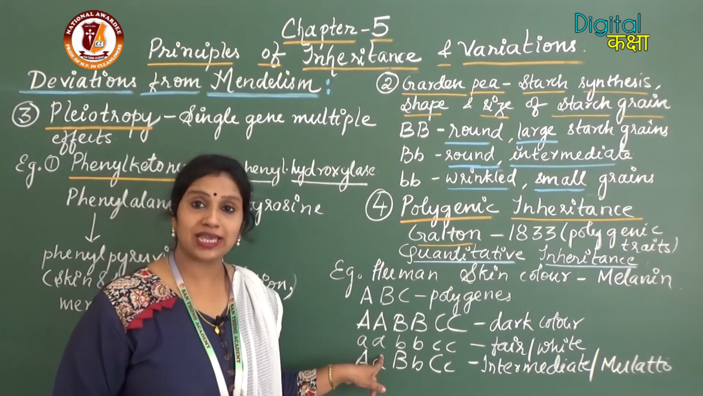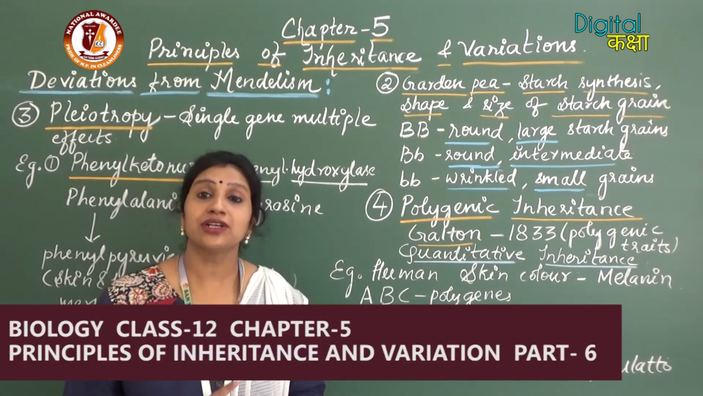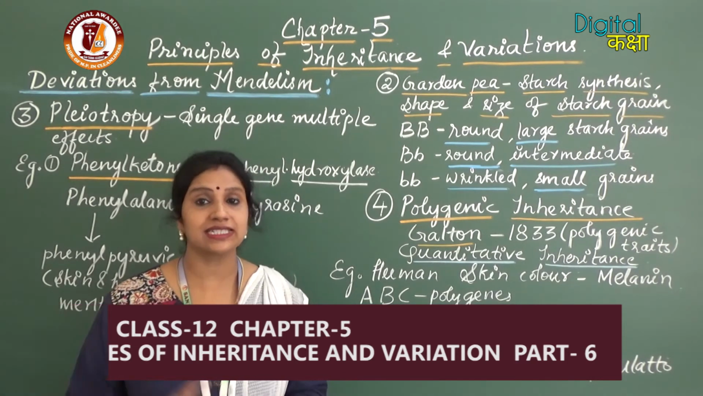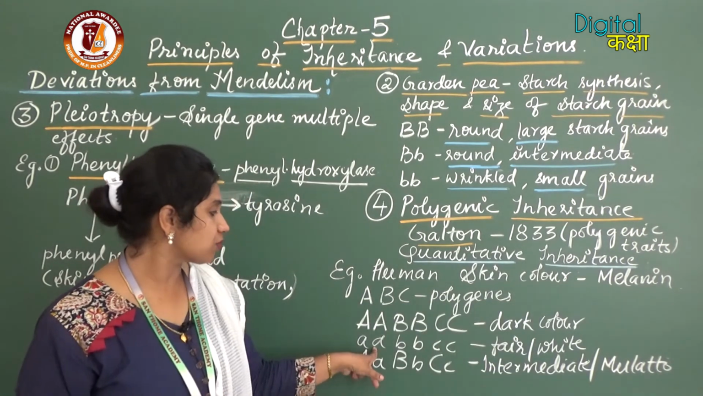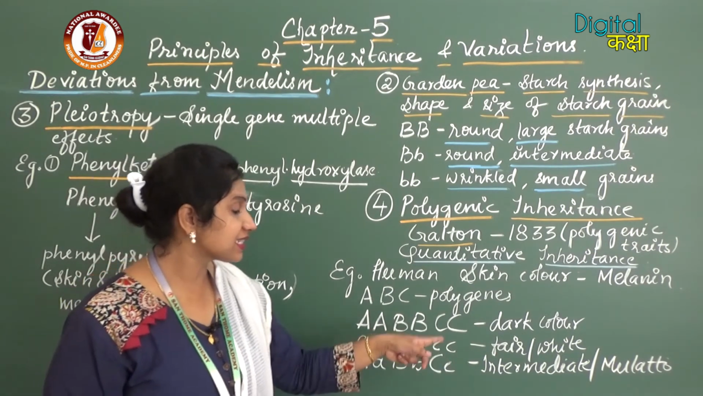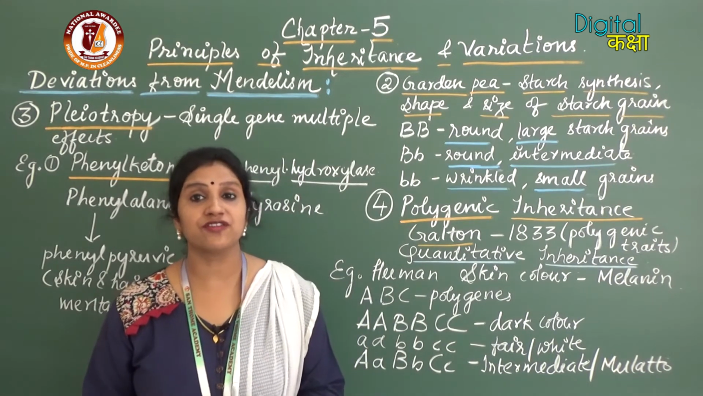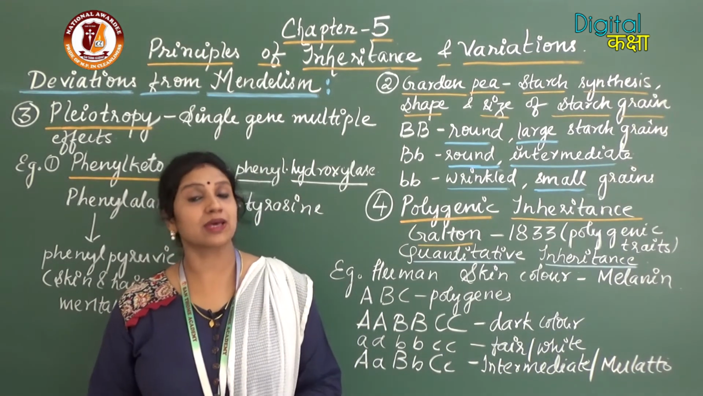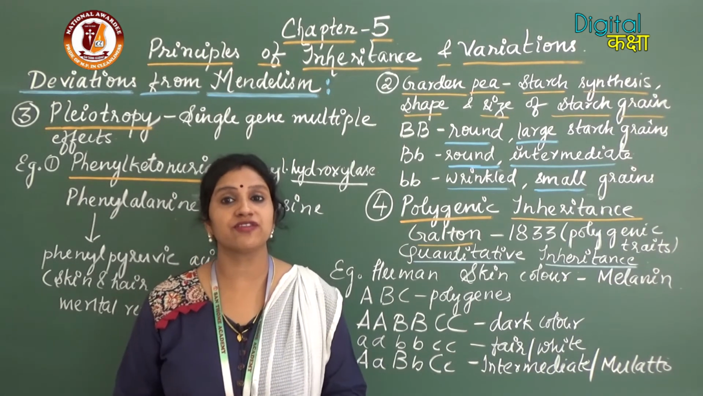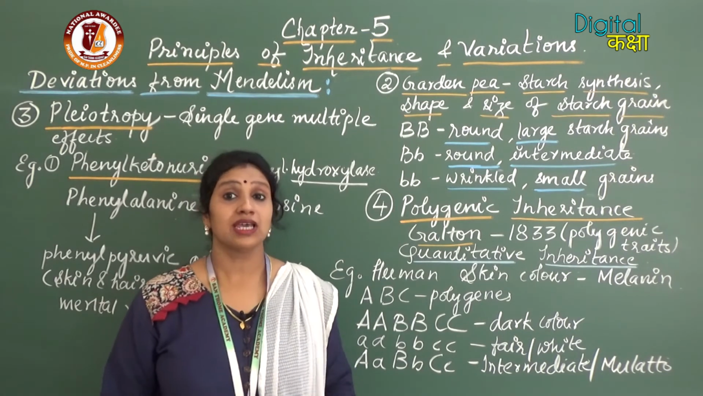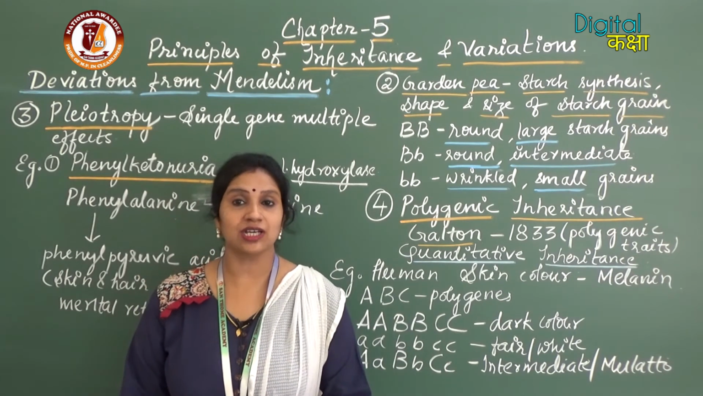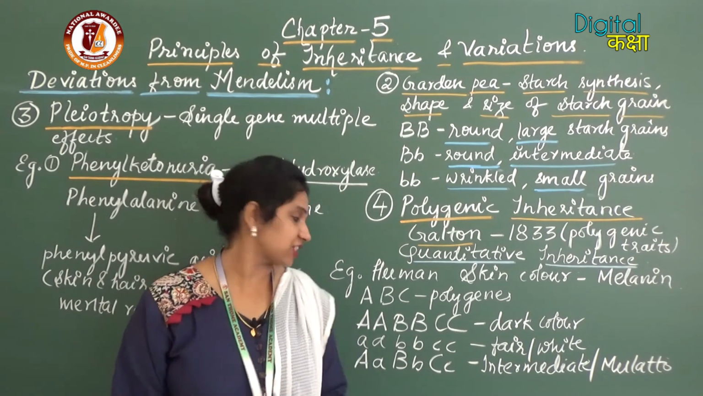Second combination, you can see that all are recessive. That means all the recessive alleles of the 3 genes are present, that is small a, small b and small c. In this case, the color of the person will be fair or white. That means the melanin production will be very little, and because of that the person will be fair or white in color.